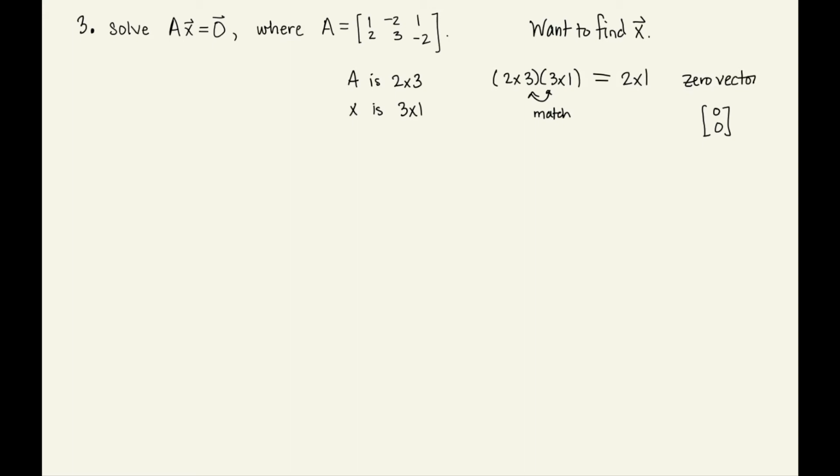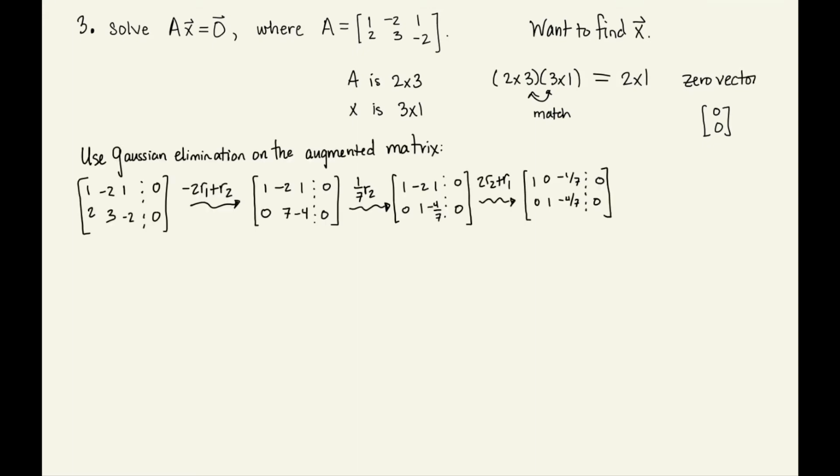So let's go and solve this now. And the way we're going to solve it is by using Gaussian elimination on an augmented matrix. This is a simple example, and there aren't many steps to the row reduction algorithm, so I'm going to just put them all here simultaneously.